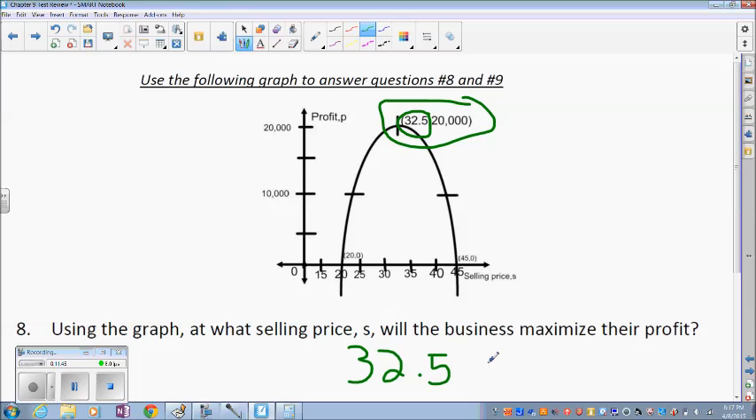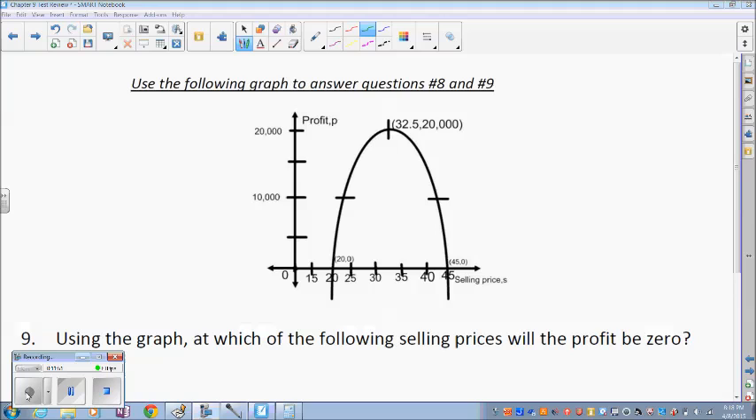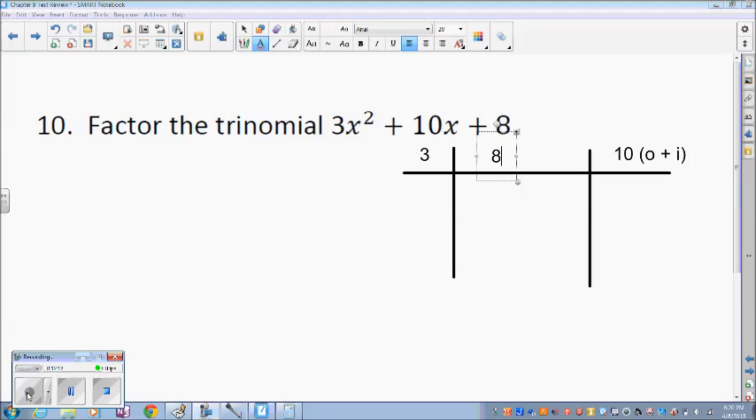So that tells me when the selling price was $32.50, they made the highest profit, which was $20,000. So the selling price was $32.50 in order to maximize the profit, and you would bubble that in on your little chart on your test. Number 9, using a graph, at which of the following selling prices will the profit be 0? So they're already labeled for you on your chart. At $20 and at $45, the profit is 0.